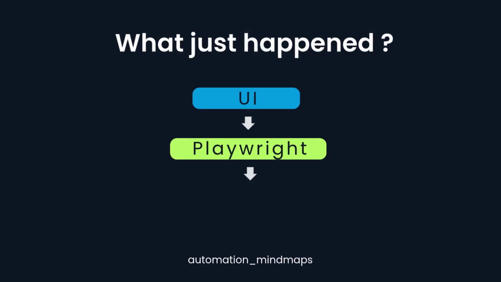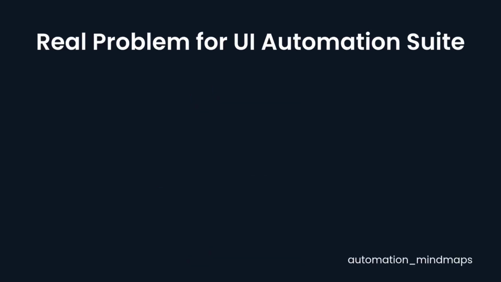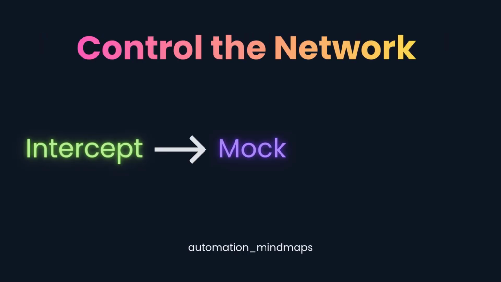Let's break this down. The UI made a request, Playwright intercepted it and returned our response. The backend was never called. UI tests don't just test UI, they depend on APIs, data, environments. And when those break, your tests fail. If your tests depend on the backend, they will always be unstable. But once you control the network, you control the test.